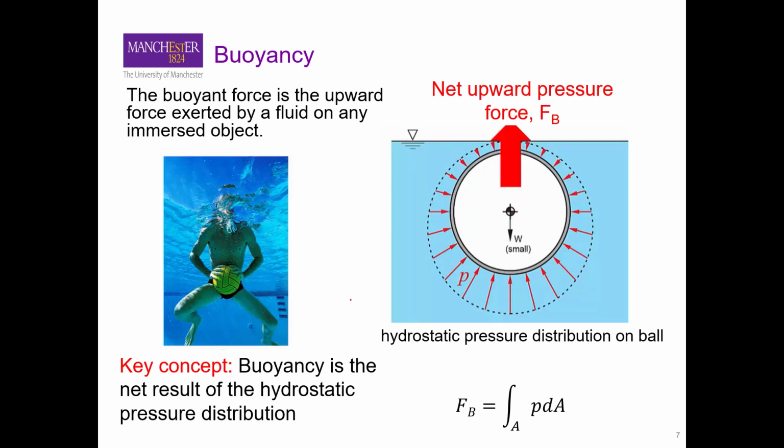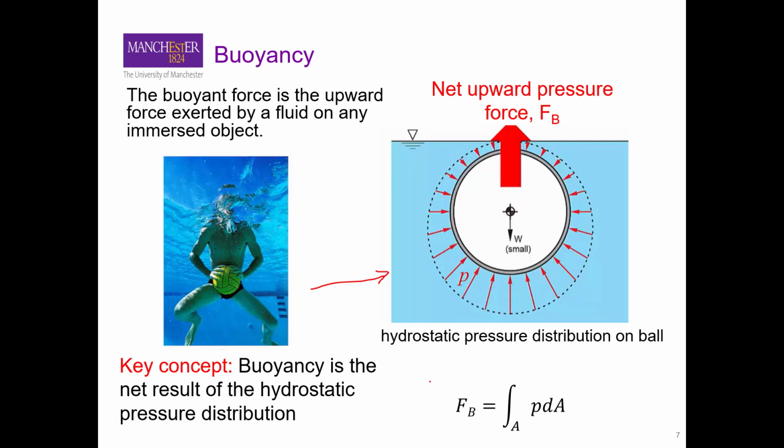So this magical force is what we call buoyancy, and this buoyancy is nothing other than the net result of the hydrostatic pressure distribution, as I've shown here. You have this ball submerged in water, and because of the hydrostatic pressure of water, you will have pressure on the surface of this ball. At the surface you have low pressure, while as you go down toward the depth of the pool, the pressure increases, and that is why you have a net upward force acting on this ball.